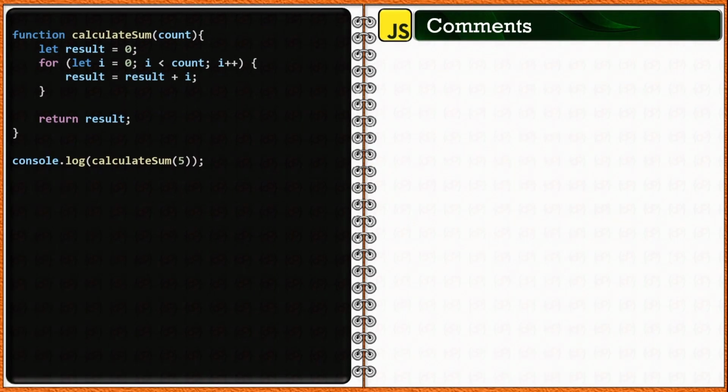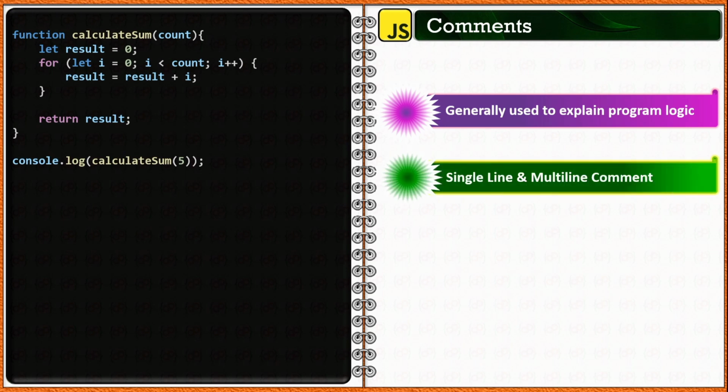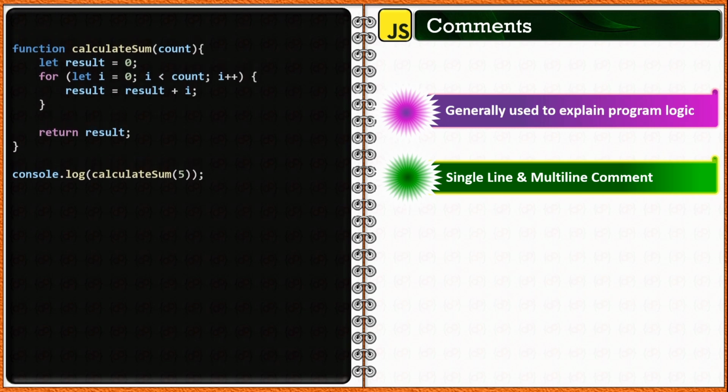Comments. They are generally used to explain the program logic in a detailed manner. There are two types of comments in JavaScript, single line comment and multi-line comment. To write a single line comment, put 2 forward slashes and then start writing your comment. A single line comment may start at the start of the line or it may start after the end of the statement.